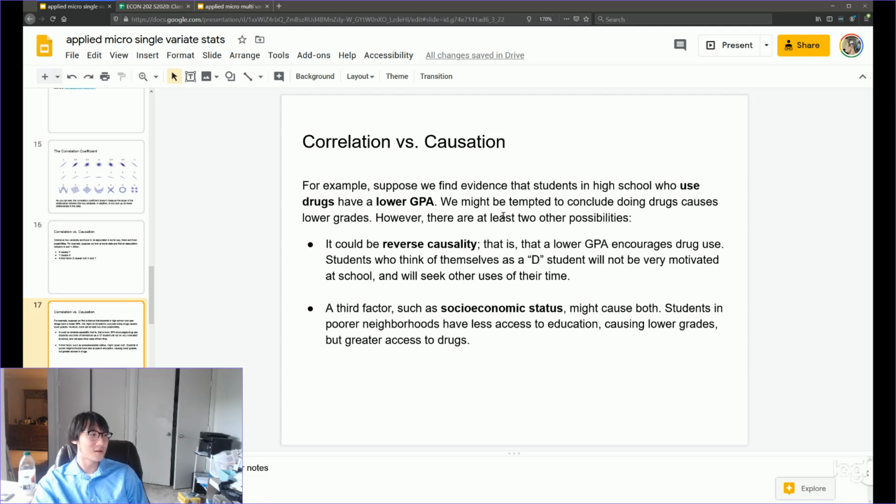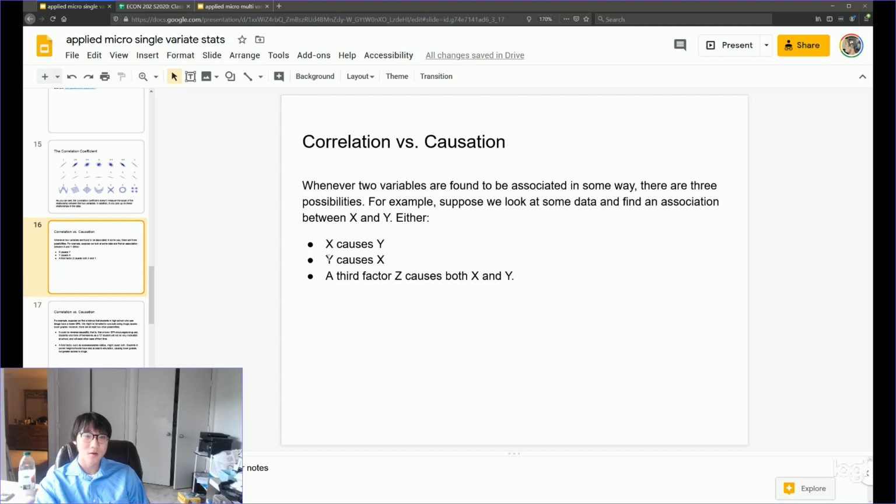And that might cause you to become very demotivated. You might not be motivated to engage in schoolwork at all. In that case, you're probably going to have a lot more free time, and you might use that free time to, for example, drink or do drugs. So we initially viewed this evidence as using drugs could change your GPA. It could be the other way around. It could be that having the lower GPA encourages greater drug use. So that's this y causing x scenario.